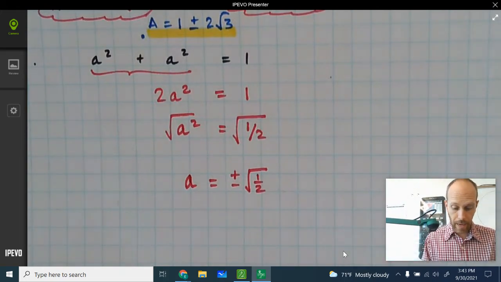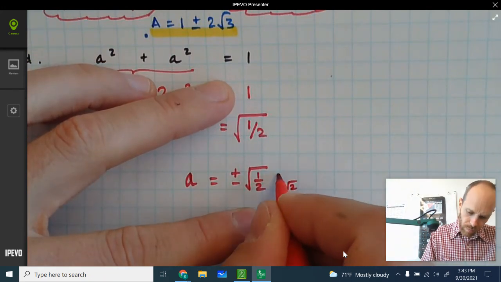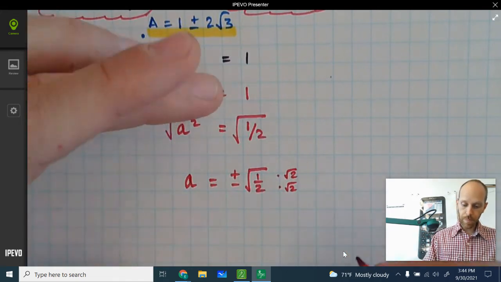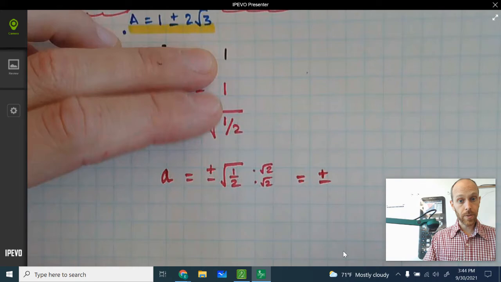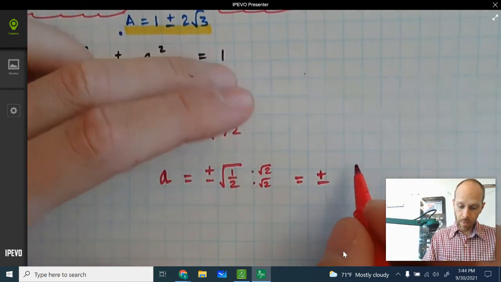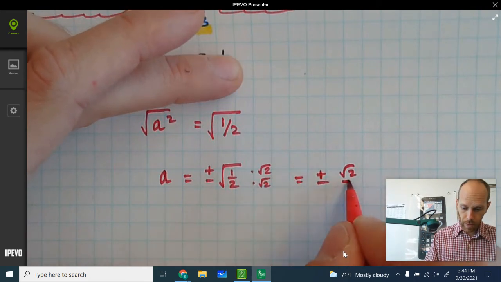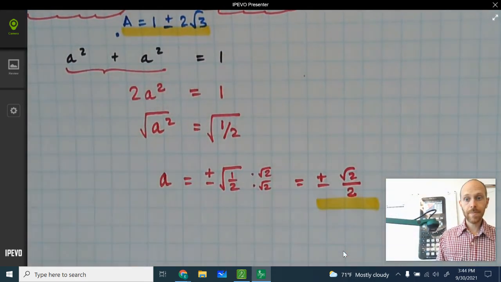That's a good answer. However, you should be aware that we could clean it up, or we could at least rationalize it by multiplying by roots of 2 over roots of 2, which means that a perhaps even better answer would be roots of 1 times roots of 2 is roots of 2. Roots of 2 times roots of 2 is 2. And there we have it.